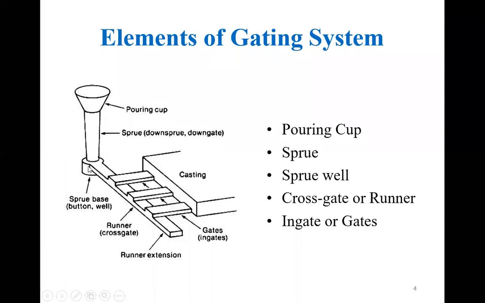When you see the shape, it is tapered downward, with an inclined shape, so that the molten metal can easily flow over to the sprue base and to the ingates. If it does not have any inclined shape, what is going to happen? The molten metal will stick in the sprue base only. It cannot move over to the gating system, right?